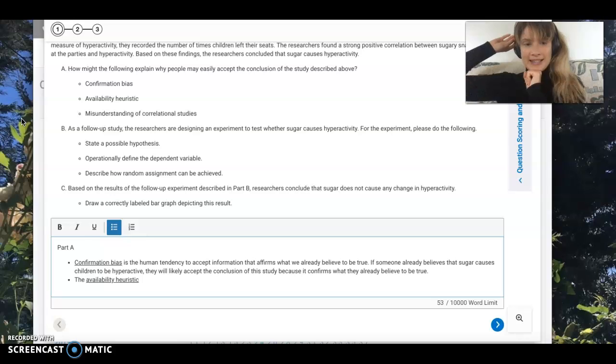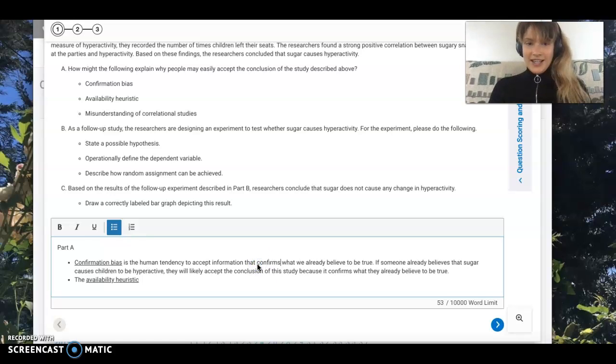Okay, so I typed up my answer here. I said, first sentence definition, confirmation bias is the human tendency to accept information that affirms what we already believe to be true. Originally I had written the word confirms here, and then I was worried that might be too repetitive because of confirmation bias, so I changed it to a synonym, affirms. I could even just say that agrees with what we already believe to be true.